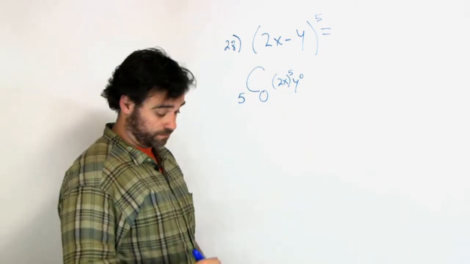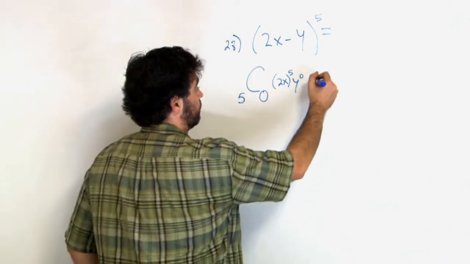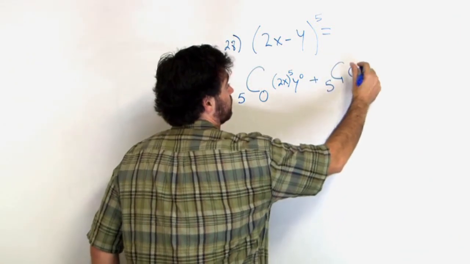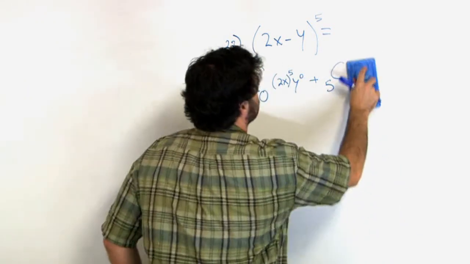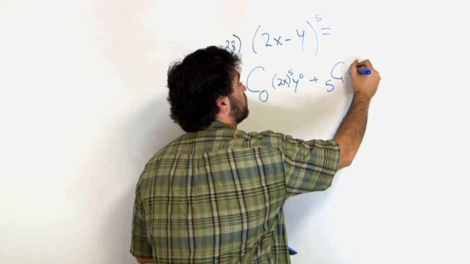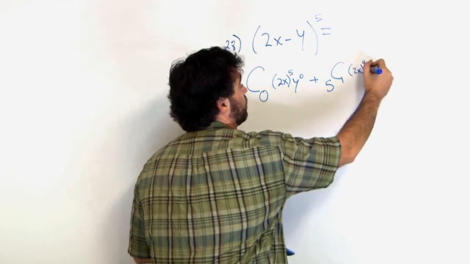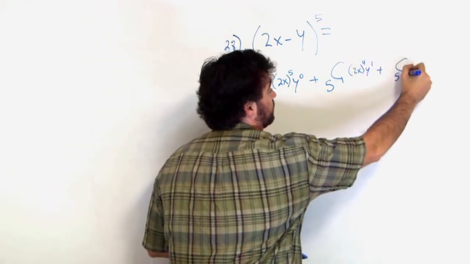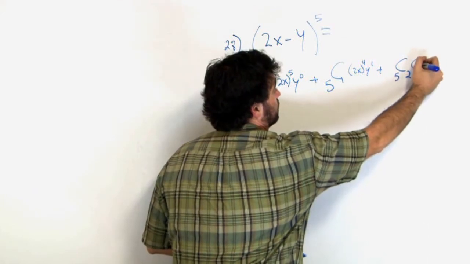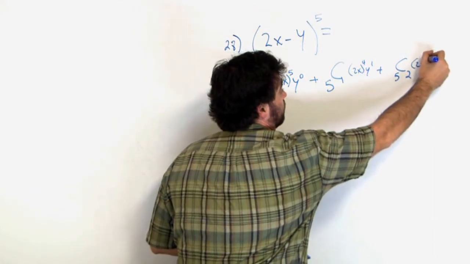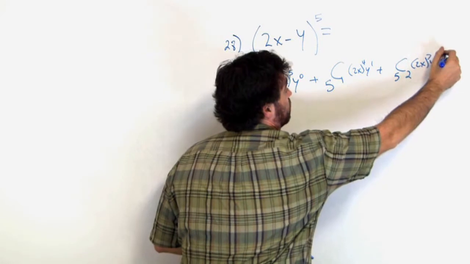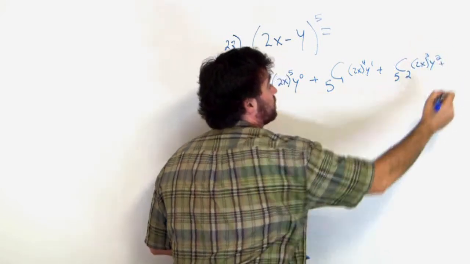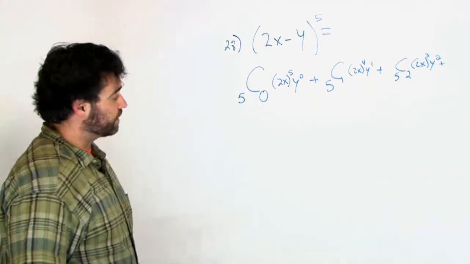Okay? And our next one's going to go 5c1, and 2x to the 4th, y to the 1st, plus 5c2, 2x to the 3rd, y squared. Get a nicer 3 there. Okay, so we keep expanding.